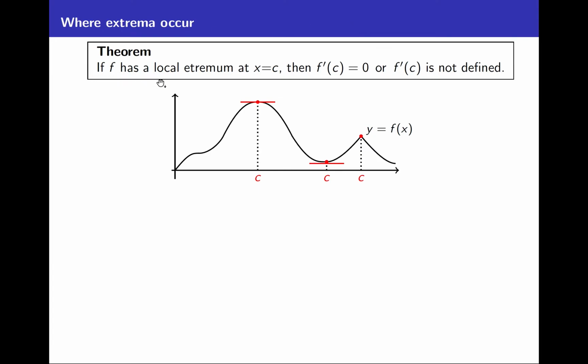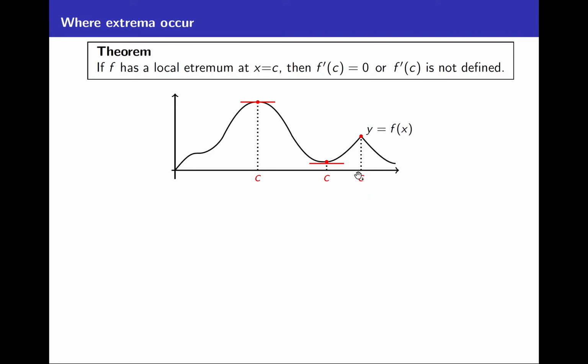If f has a local extremum at x equals c, then either f prime of c equals 0 or f prime of c is not defined. And if you think about it, this theorem is very commonsensical and obvious, really. You can see it when you look at the graph of a function, like the one graphed here. Pick a place where there's a local extremum, and there are 2 possibilities.